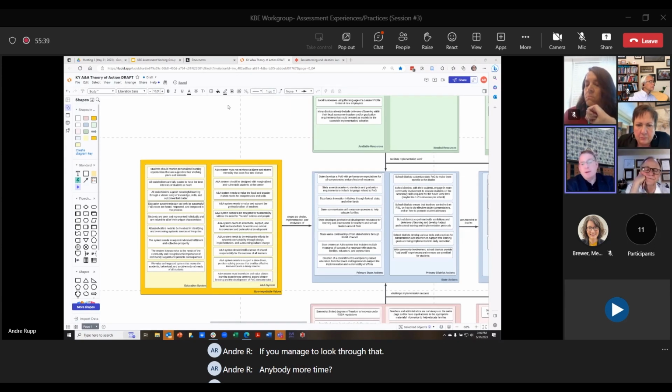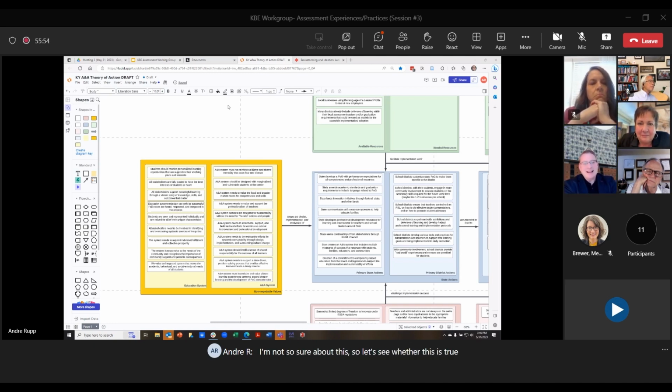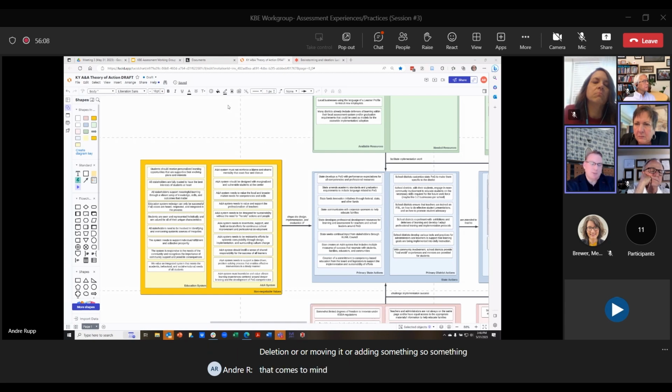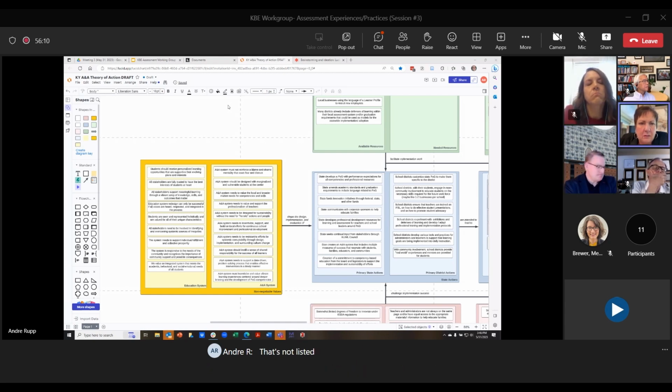Okay, so I hope that when you read through these, you notice that some of these are more technical, some of them are more humanistic, some of them have different flavors, right? So I hope there's some way you go like, oh, I'm not so sure about this. So let's see whether this is true, or whether you want to ask for clarification or maybe amend something. So again, amendment, deletion, or moving it, or adding something. So something that comes to mind that you want to call out that's not listed here.